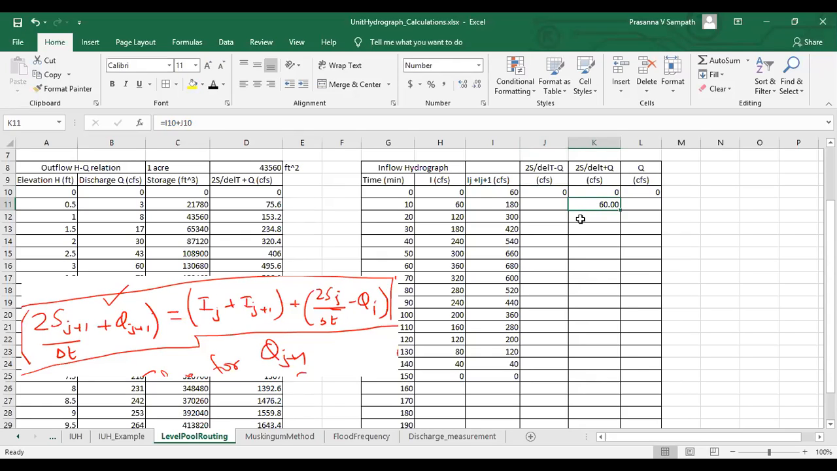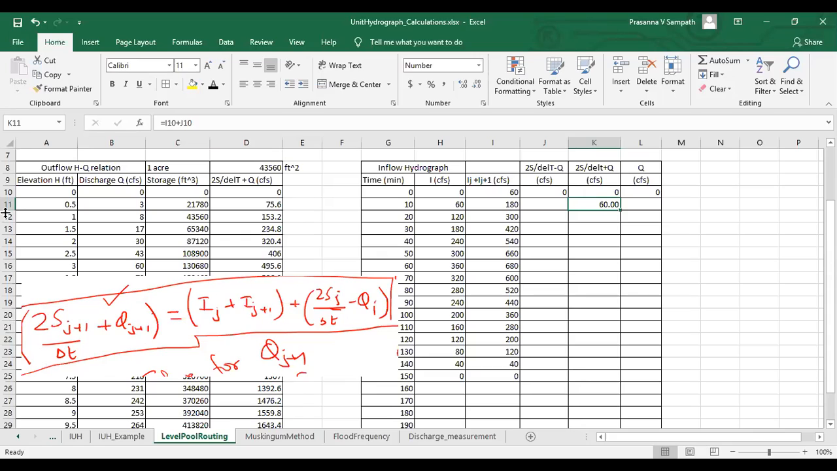Yes, sir. Okay. So now that I know 2s by delta t plus q at time step j plus 1, I know this term over here. What should I do next? Find qj plus 1. Correct. But how do I do that? Using the hydrograph. Not the hydrograph.